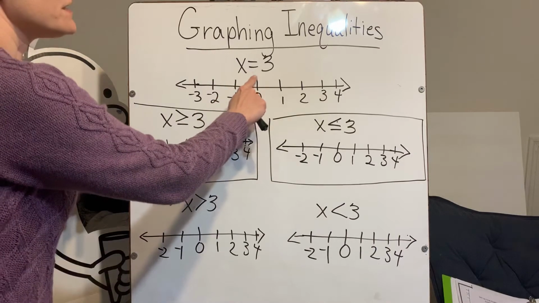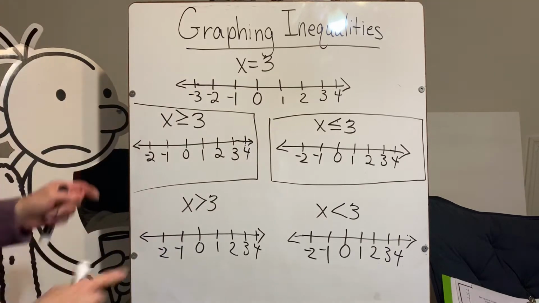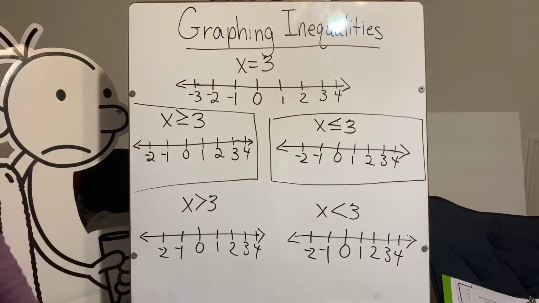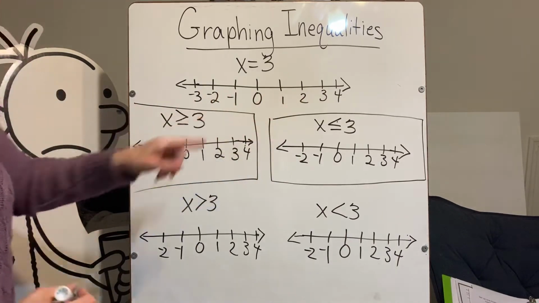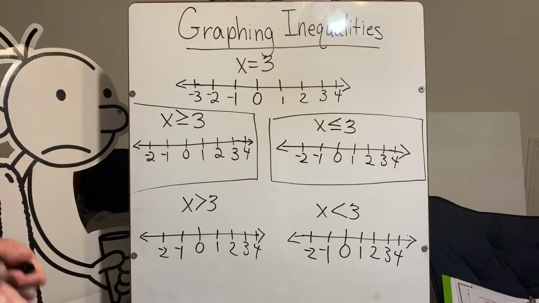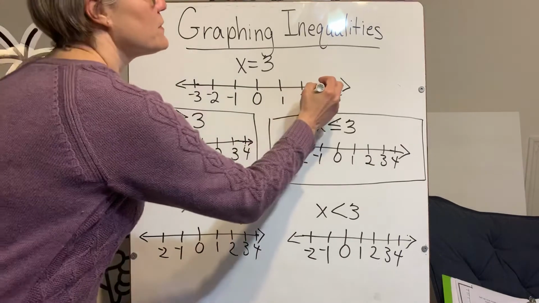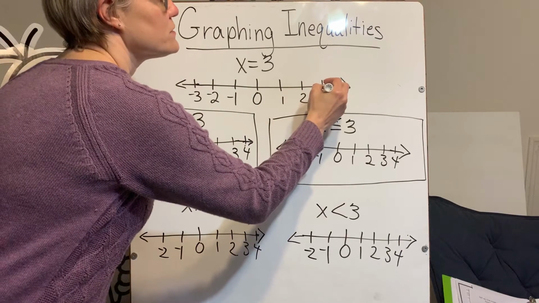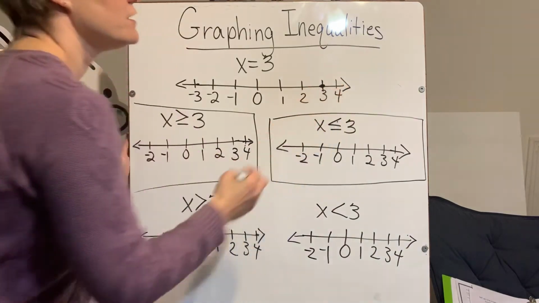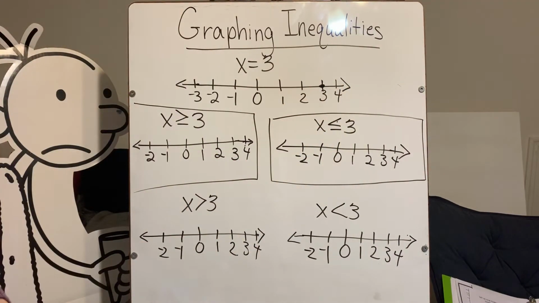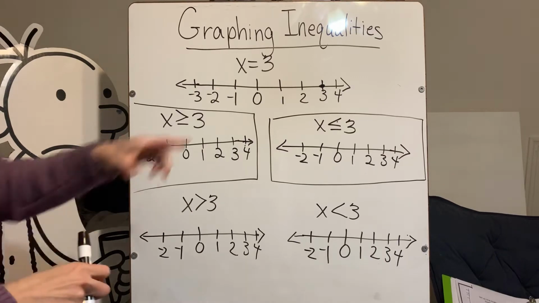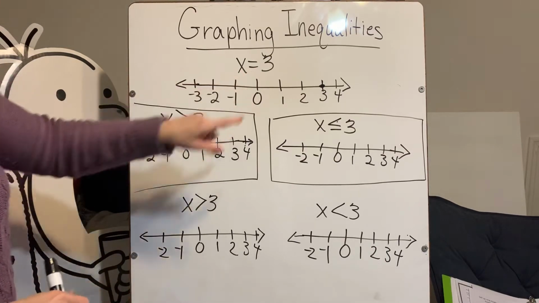So if x equals 3, remember if we have an equal sign, it means that that's the only answer. That's the only answer it could be. So when I'm looking at this number line and I'm trying to represent x equaling 3, then I'm going to put a dot on the 3 because that's the only answer it could be. So I know that's the only answer it could be because it is an equal sign.